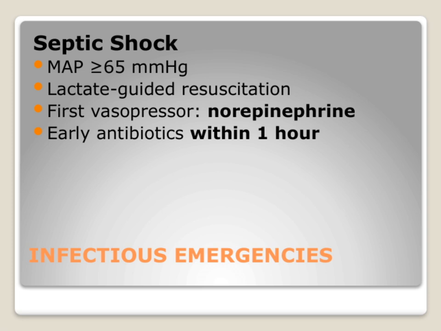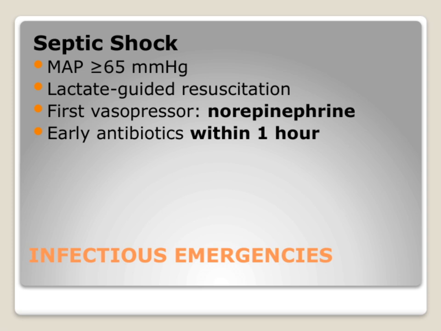When it comes to vasopressors, norepinephrine is our first choice. It's effective in restoring blood pressure without causing excessive vasoconstriction that could compromise organ perfusion. And of course, early antibiotic administration is crucial, ideally within the first hour of recognizing septic shock. Prompt antibiotics help control the infection that's driving the entire process, and early intervention can significantly improve outcomes.